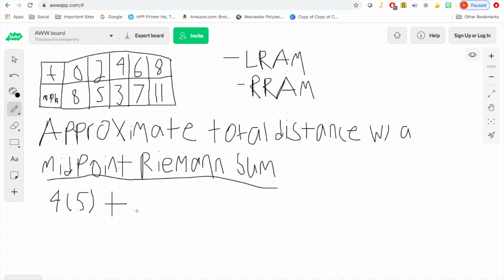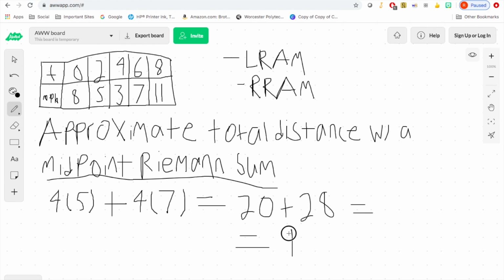So 4 times 5 plus 4 times, and now we're looking at the subinterval from 4 to 8. The middle is at 6, and the speed at t equals 6 is 7. So we get this, which is 20 plus 28, which gets us, and t is in hours in this problem, by the way, I should specify that, our answer to this is going to be 48 miles.